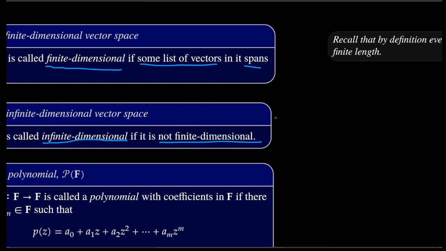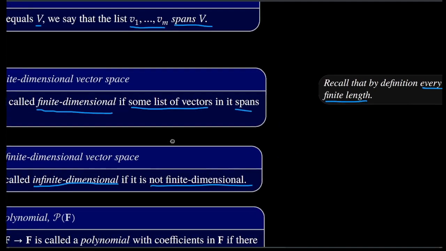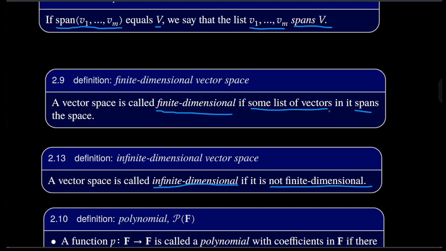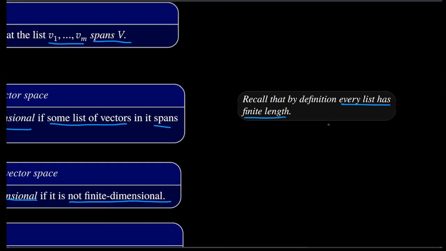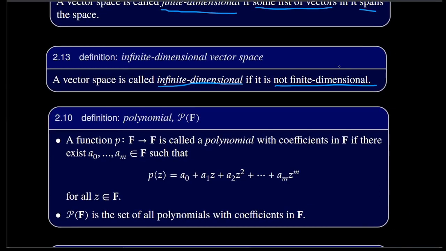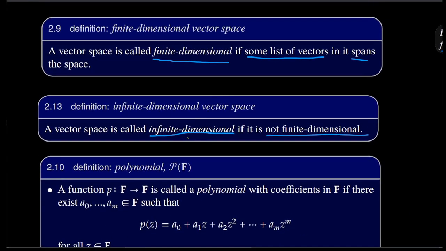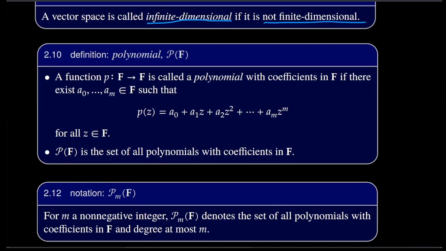All right, cool. So remember, by definition, every list is going to have finite length. You could say something else, you could remove this requirement, but just to make things a little bit easier, let's specify that every list has finite length. So if there's not a spanning list of vectors, we're going to call a vector space infinite dimensional. All right, here, let's do some examples.